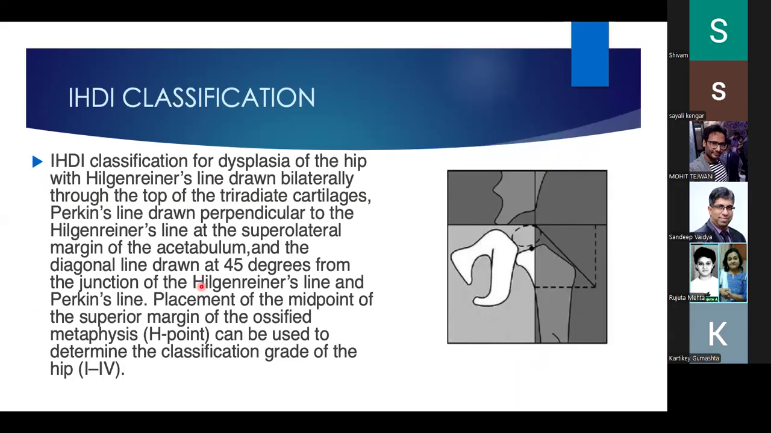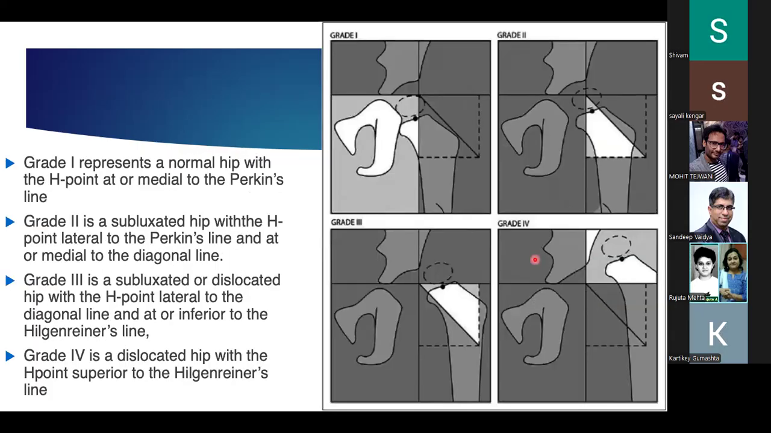IHDI classification. IHDI classification for dysplasia of the hip, with Hilgenreiner's line drawn bilaterally through the top of the triradiate cartilage, Perkin's line drawn perpendicular to the Hilgenreiner's line at the superior lateral margin of the acetabulum, and the diagonal line drawn at 45 degrees from the junction of Hilgenreiner's line and Perkin's line. Placement of the midpoint of the superior margin of the ossified metaphysis, that is the H point, can be used to determine the classification grade of the hip, which is classified from 1 to 4.